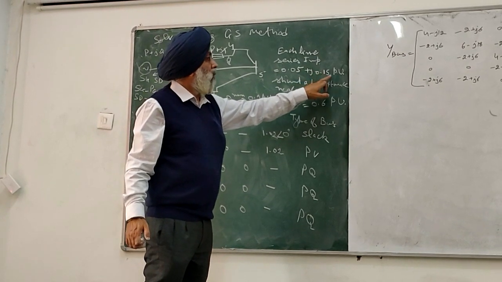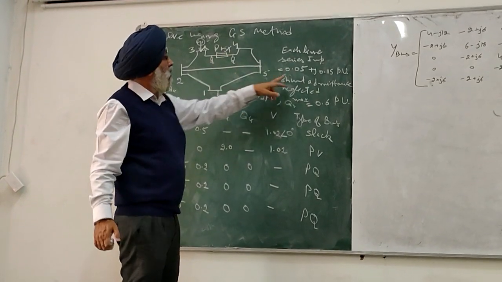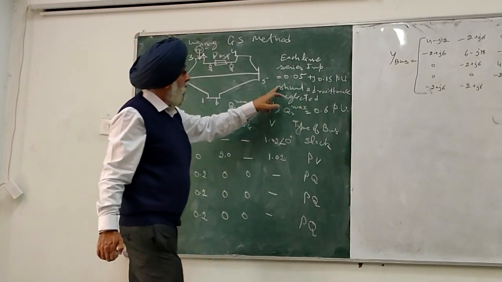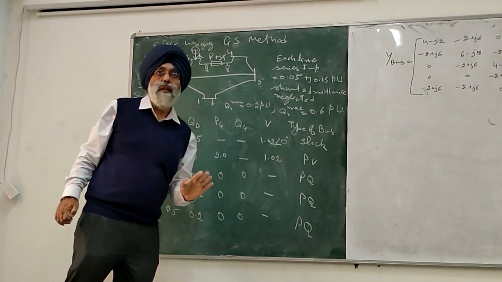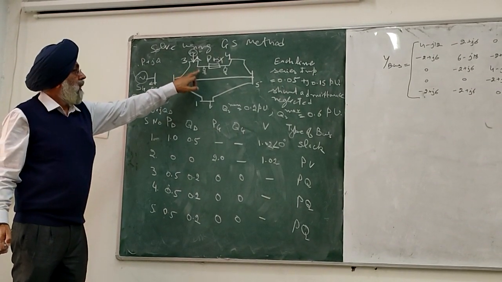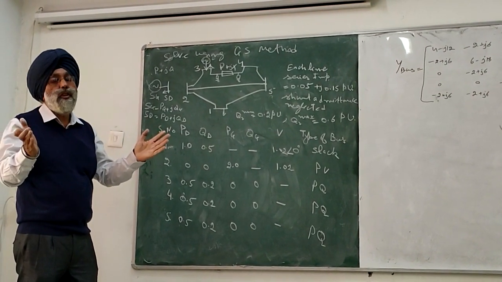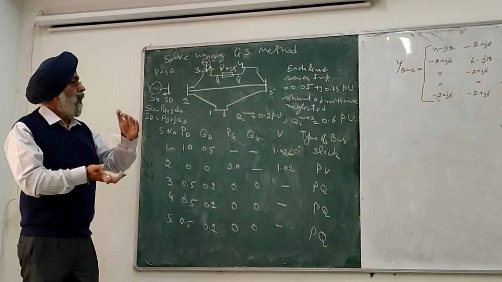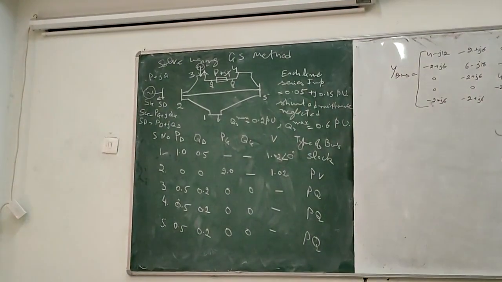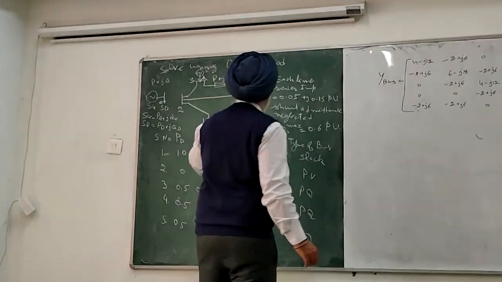The line impedance is 0.05 + j0.15 per unit, so R is equal to 0.05 and X is equal to 0.15. Shunt admittance is neglected, which means the transmission line has negligible shunt admittance. This is possible if the length of the transmission line is sufficiently small and the voltage level is low. So each line has no shunt admittance, only the series impedance.